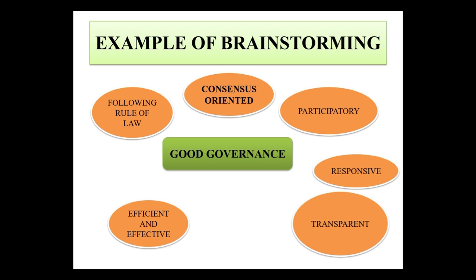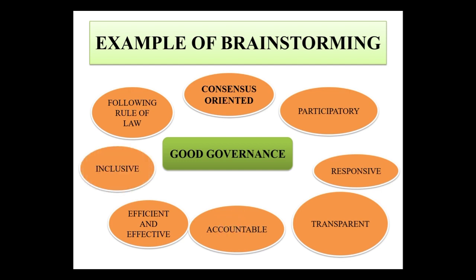Then efficient and effective, meaning it is very efficient at fulfilling the requirements for which it is made. And next is accountable, accountability is present in it. Inclusive, it is for all. In good governance there is no nepotism, all are equal in front of the government.